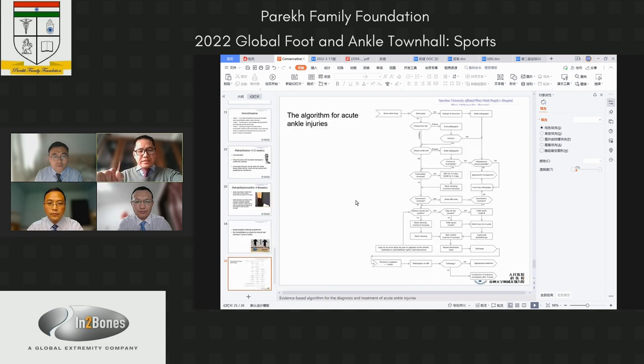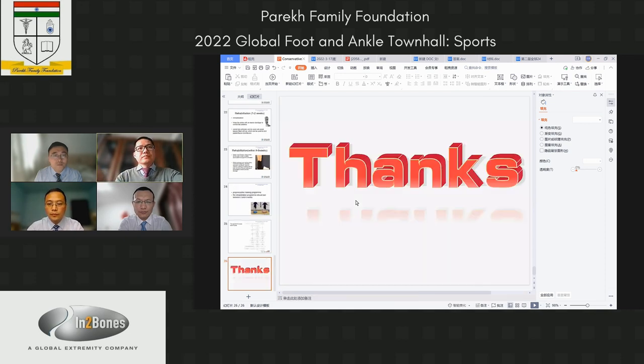This is the algorithm for acute ankle injuries. We can follow this procedure for ankle sprain and avoid some missed diagnoses. Okay, thank you.